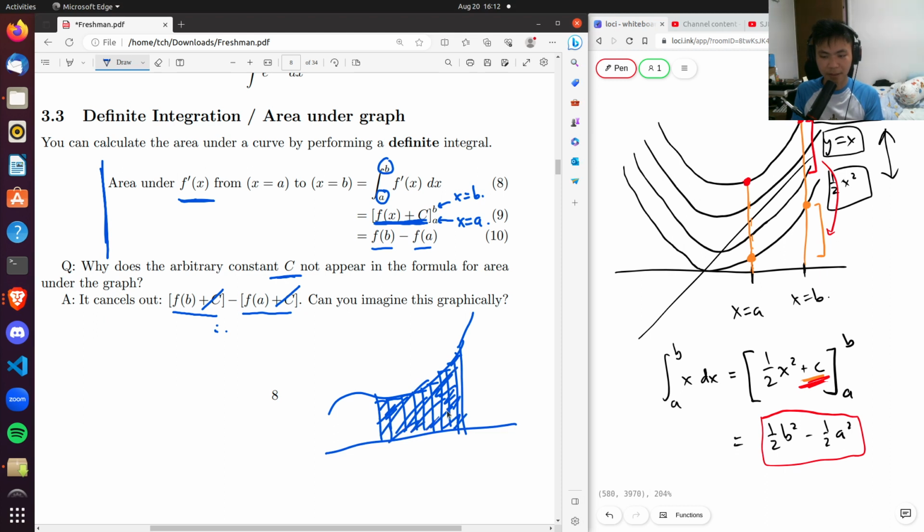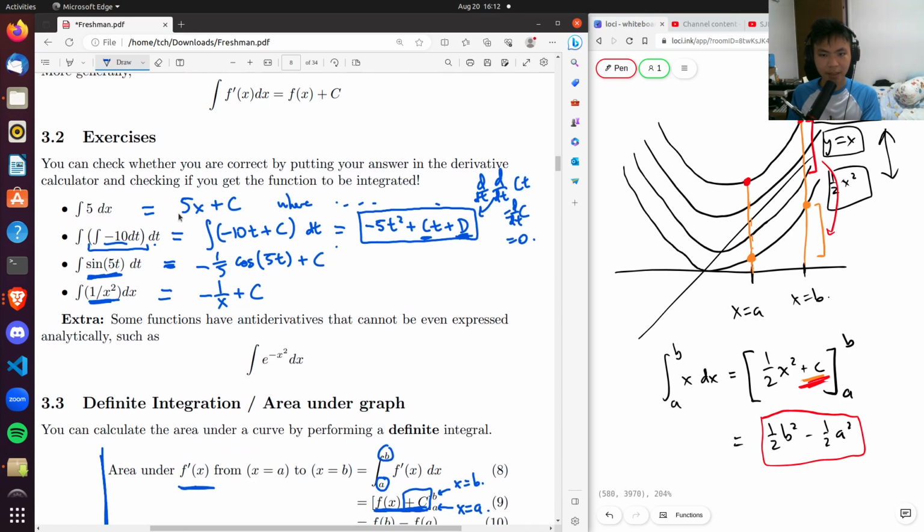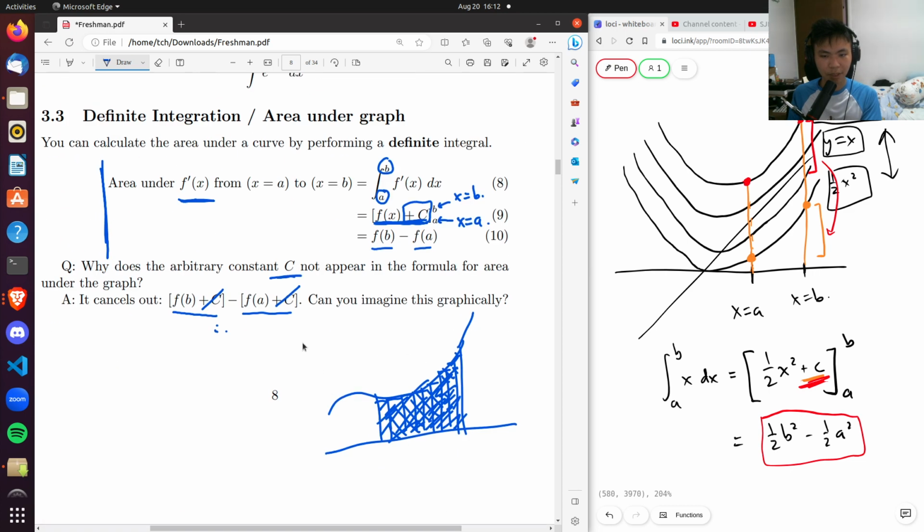The area under a graph is some fixed quantity, and if that quantity depended on some random number that we can choose, then we can assign any answer we want, and there will be multiple answers for the area under the graph, which is incorrect. So that's just a side note about why this arbitrary constant c appears in the indefinite integral, but does not appear in the definite integral.